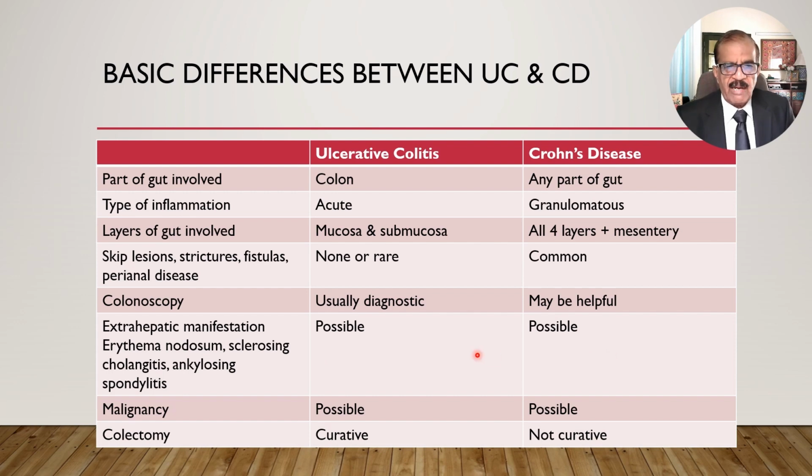Some lesions may be more characteristic of one, like erythema, pyoderma gangrenosum is, I think, more commonly seen in ulcerative colitis. Malignancy is possible in both the conditions. To my understanding, more common in ulcerative colitis because colon cancer is otherwise much commoner than small intestinal cancer. So there would be increased incidence of this colon cancer. So that is why all those patients who have long-standing IBD, they require surveillance endoscopy.